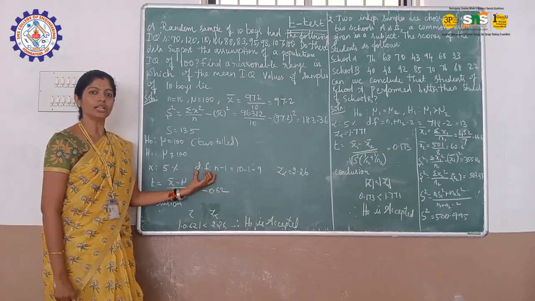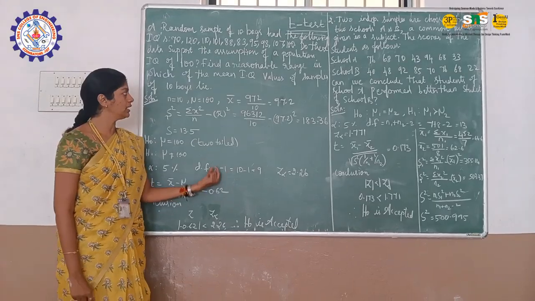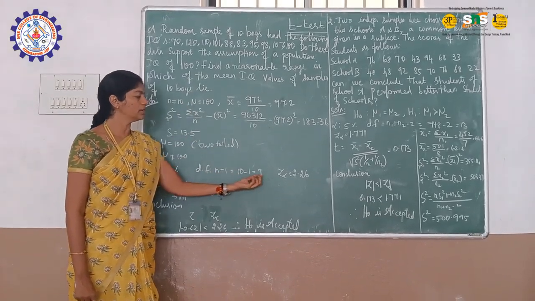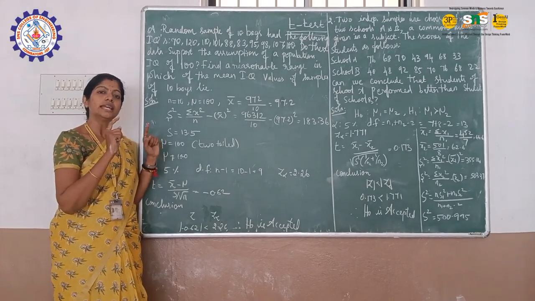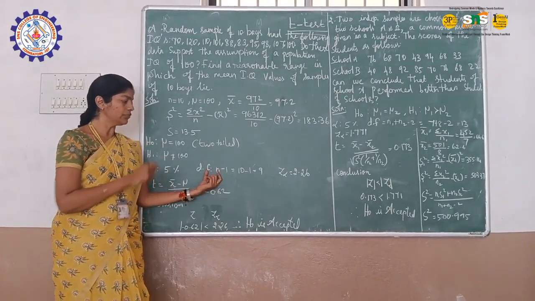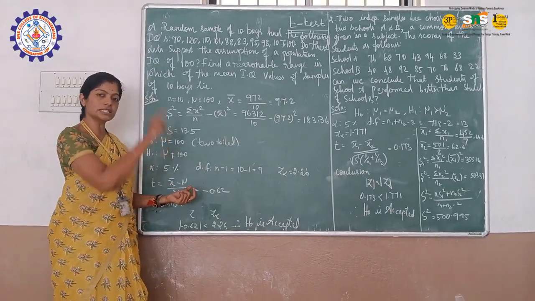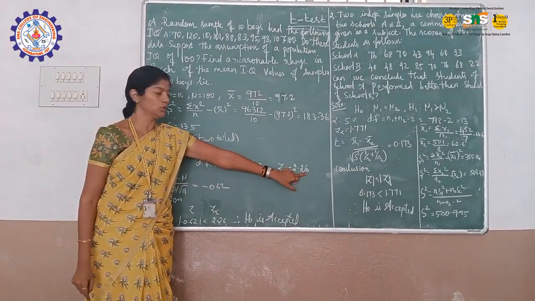Then we have to move for degrees of freedom. Degrees of freedom formula is n minus 1. Here n value is 10, so 10 minus 1 is 9. Based on these two things we have to go for the t-test table. In that we have to take degrees of freedom as 9, then LOS is 5%. So we have to read that value as 2.26 here.